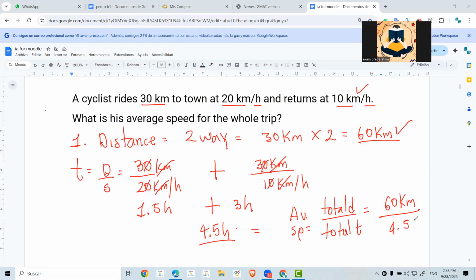And then in this case, I need to divide again, and if I use the calculator precisely, I'm going to get 13.33, as my calculator says, kilometers per hour. That's going to be the answer.